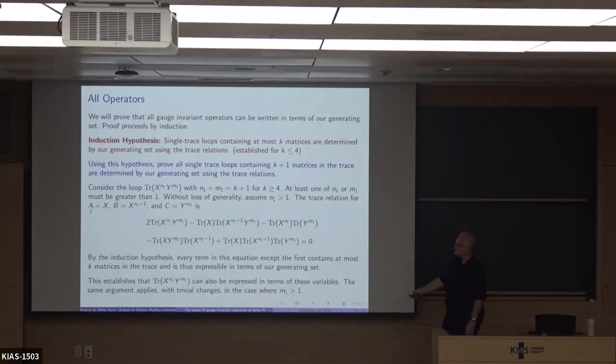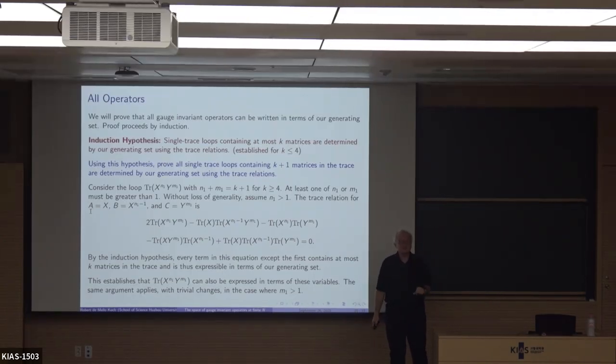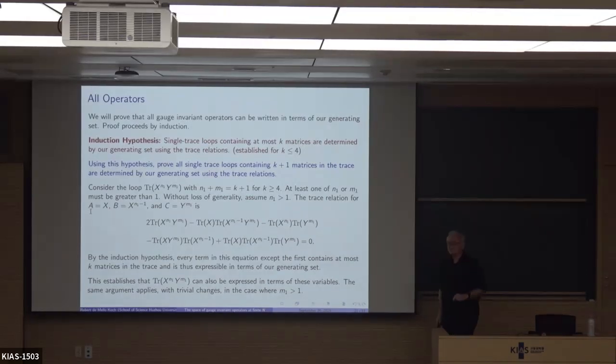Let's assume it's n1. Then if I pick a to be x, b to be x to the n1 minus 1, this is a positive power because n1 is bigger than 1, and c to be y to the m1, I get this trace relation sitting over here. Now notice that the last 4 terms in this trace relation have double traces or triple traces, and that means that every single trace can contain at most k or fewer matrices. So the last 4 terms, by the induction hypothesis, can be written as polynomials in our generating invariants, and that proves that we can write the first term as a polynomial in our generating invariants. So for this operator, we found the trace relation that does the job.